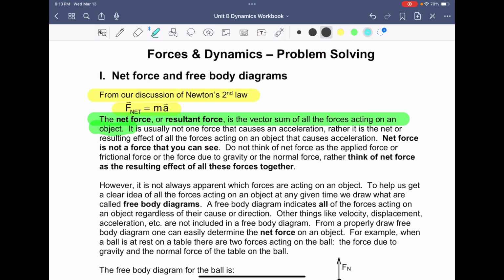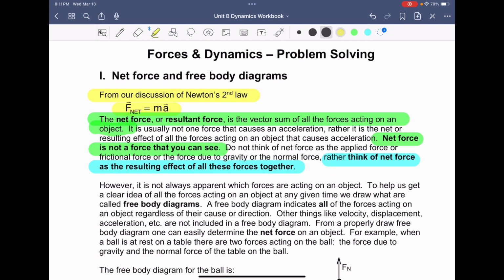Now, net force is not something you directly see because it's the result of a bunch of different forces coming together to cause motion. We want to think about net force as the resulting effect of all of the forces coming together in the horizontal, vertical, or angled directions. So you're going to see that in these problems, we're going to put together a bunch of forces. Through that sum of the forces, we get some sort of overall resultant, and that resultant is a net force that causes acceleration in a specific direction.